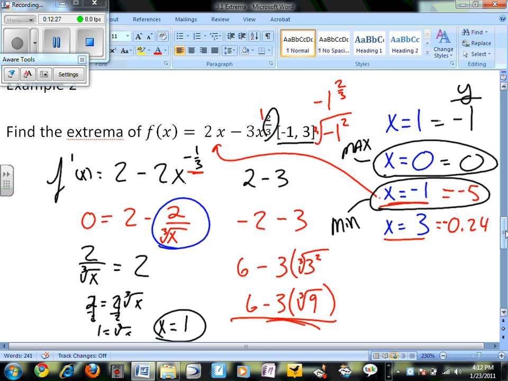Where this is going to come into play is when we start looking at throwing a baseball or launching something and figuring out how high it went and how long it took to hit the ground and all that good stuff.